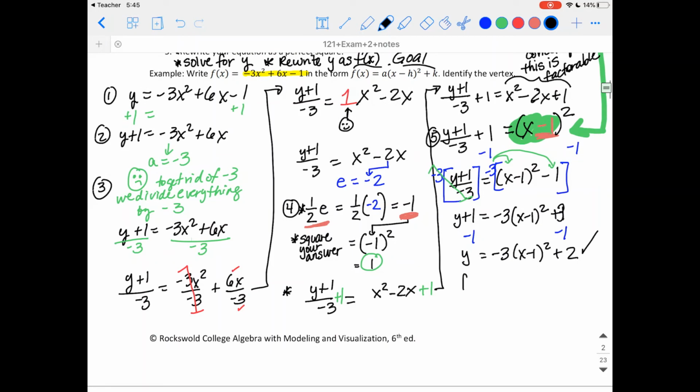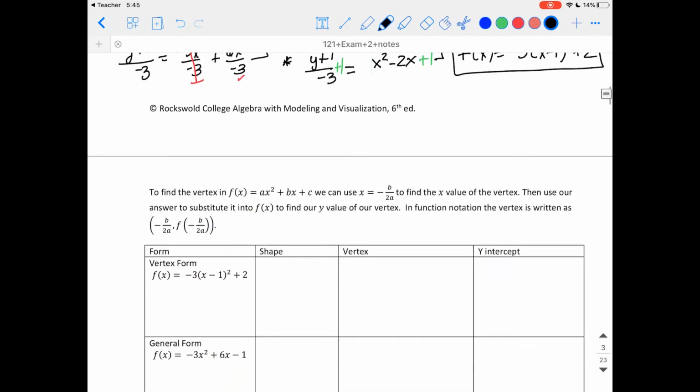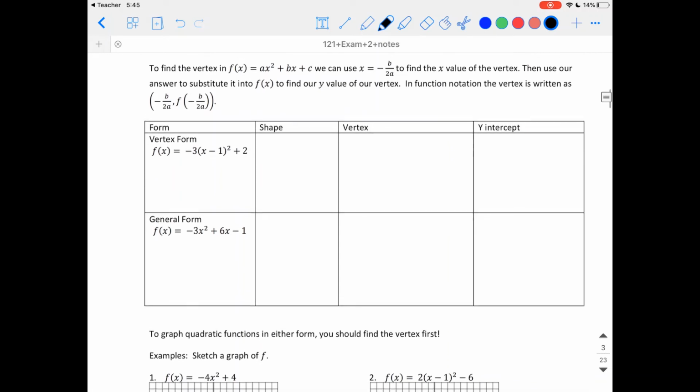One last step is to change the y to f of x. So f of x is equal to negative 3 parentheses x minus 1 squared plus 2. There you go. So let's compare these.